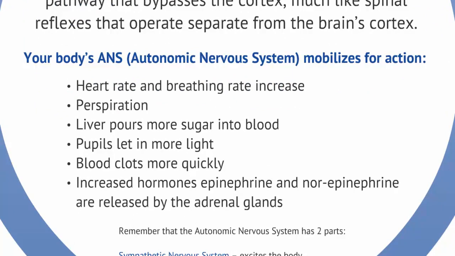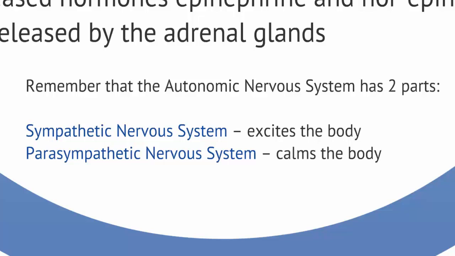Your body has something called an autonomic nervous system, which mobilizes you for action. Your heart rate and breathing rate increase, you start to perspire, your liver pours more sugar into your blood, your pupils let in more light, your blood would clot more quickly, and you have hormones like adrenaline rushing through your system. The autonomic nervous system has two parts, the sympathetic, which excites your body, and the parasympathetic, which calms your body.